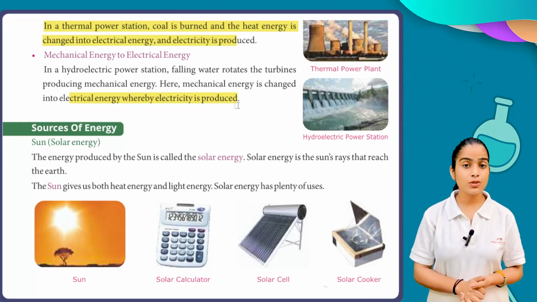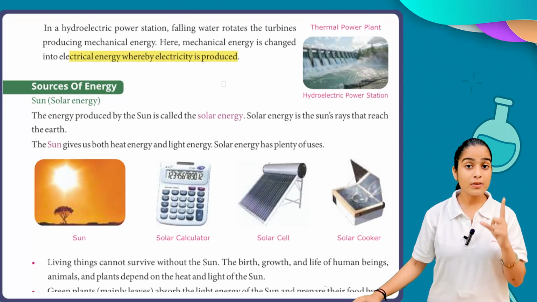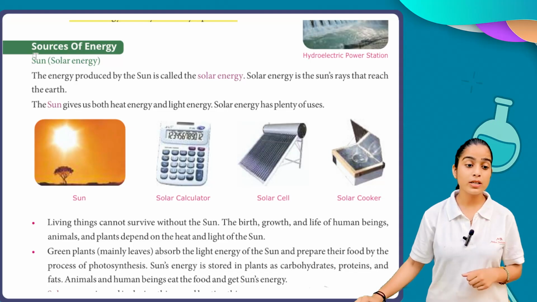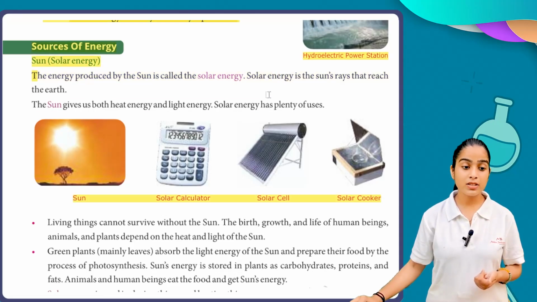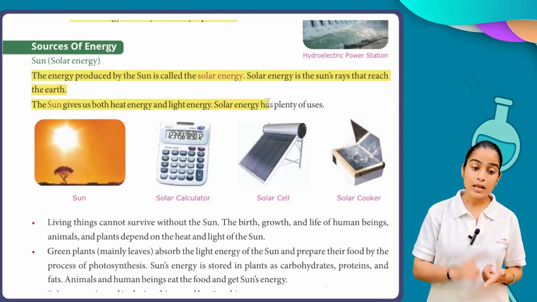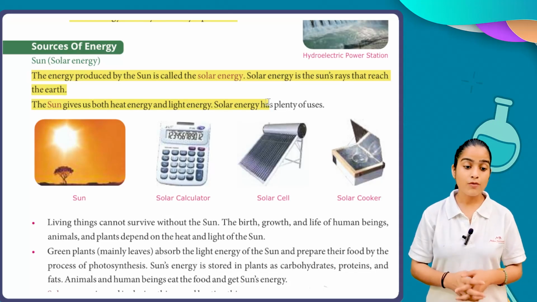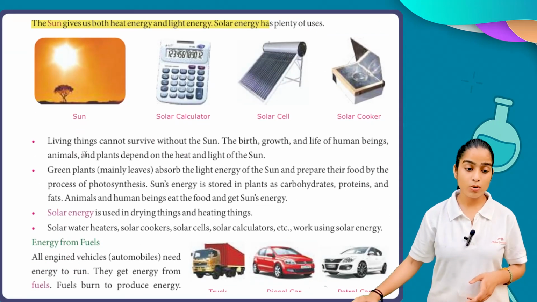Now we have sources of energy. What are the sources we have for energy? First and the main, we have solar energy, which means the sun. The energy produced by the sun is called solar energy. Solar energy is the sun rays that reach the earth. The sun gives us both heat and light energy. Solar energy has plenty of uses.